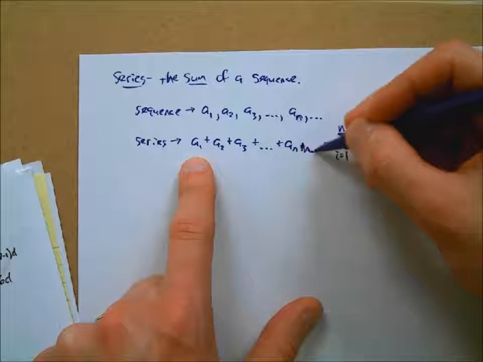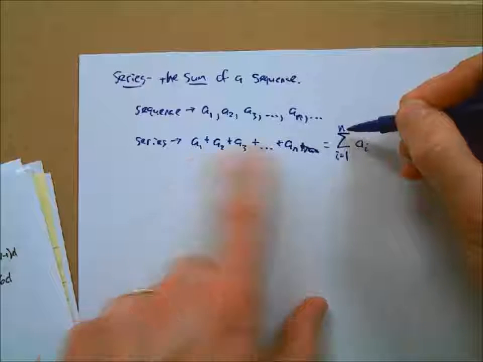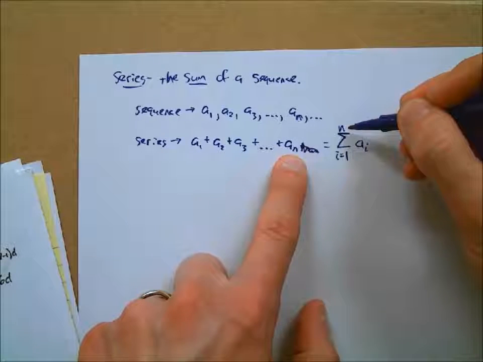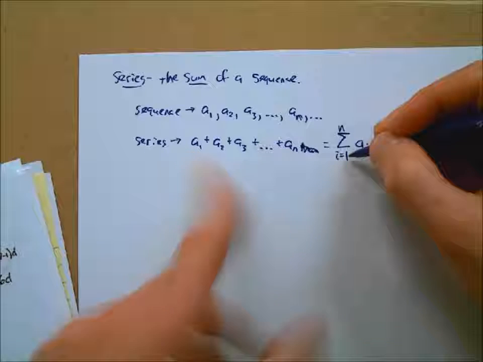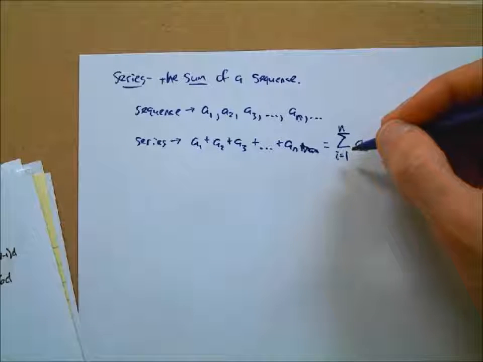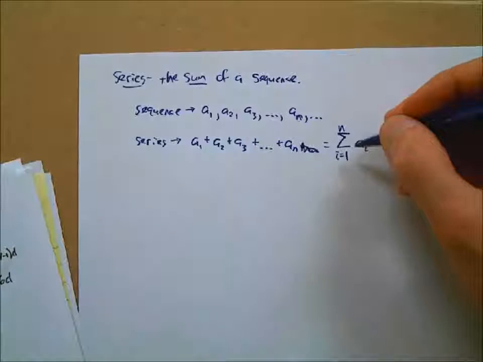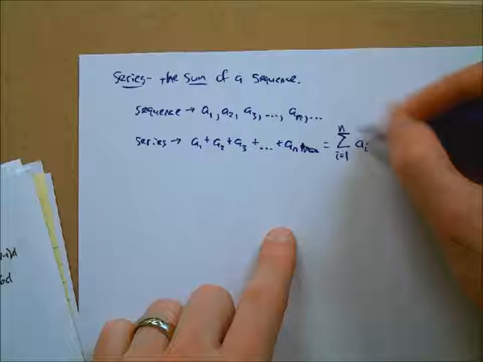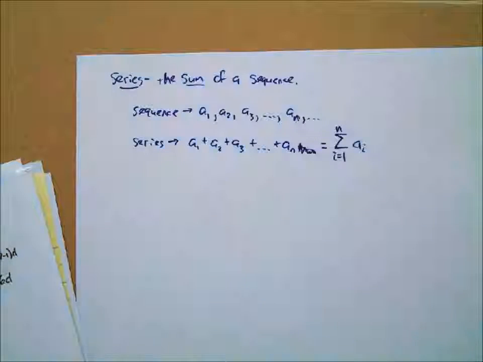Yeah, I'll get rid of that. We're going to count up to n, and that's how much we're going to add up to. So A sub 1, A sub 2, A sub 3, A sub 4, all up to A sub n. And this represents that entire sum right there.